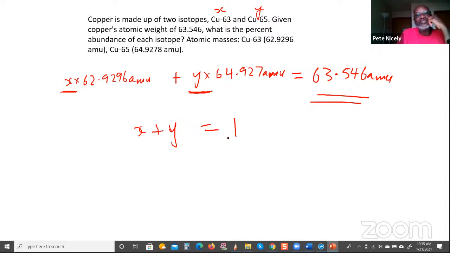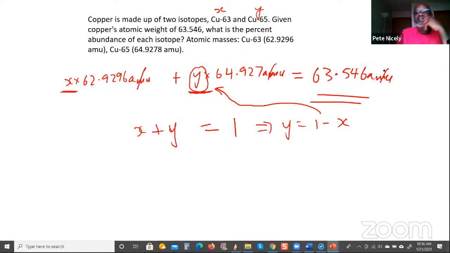There are a couple of approaches you can take to solve this. The way I prefer to do it is to say, since X plus Y is equal to 1, then Y is equal to 1 minus X. And where the Y is here, I would plug in 1 minus X. When I do that, let me simplify things by canceling out the atomic mass units here.